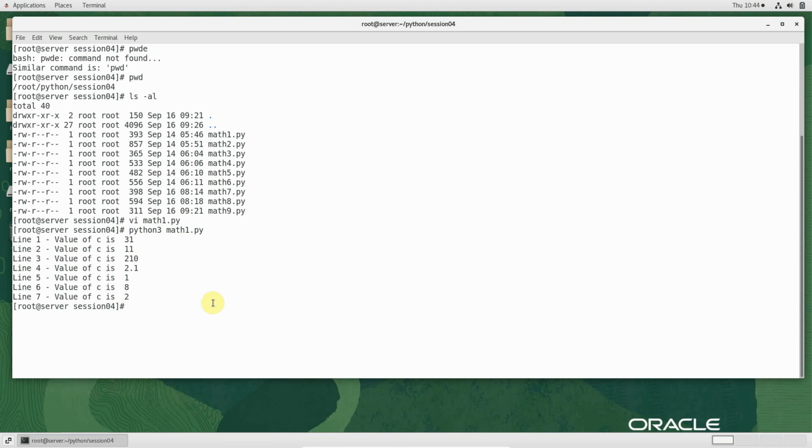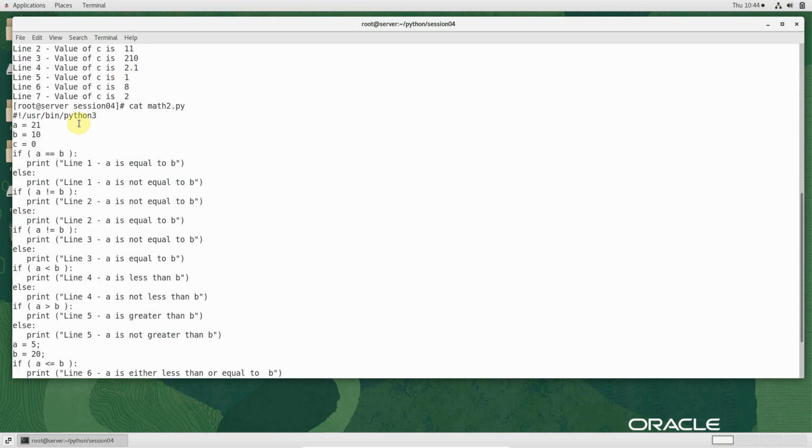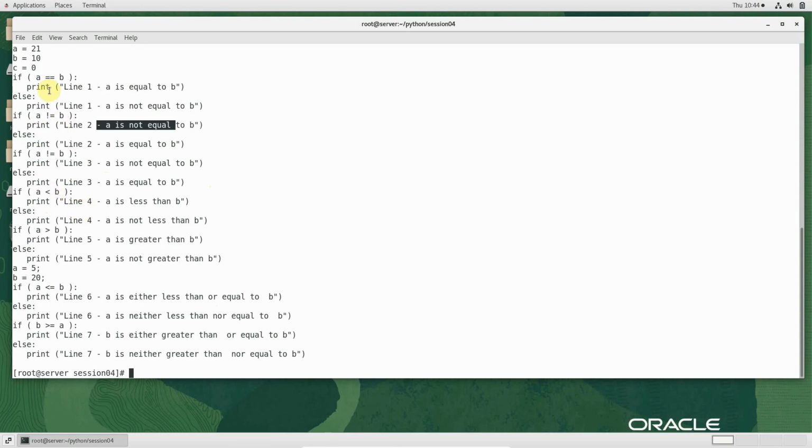Similarly, if you look at the second example, cat math 2. In this example we have a 21, b 10, c is 0. We are checking comparative equality and relational operators. Equal means, is a equal to b? So you will see the line a not equal to b, because a is actually not equal to b. Similarly, b is not equal to a. So this is equality and not equal to.